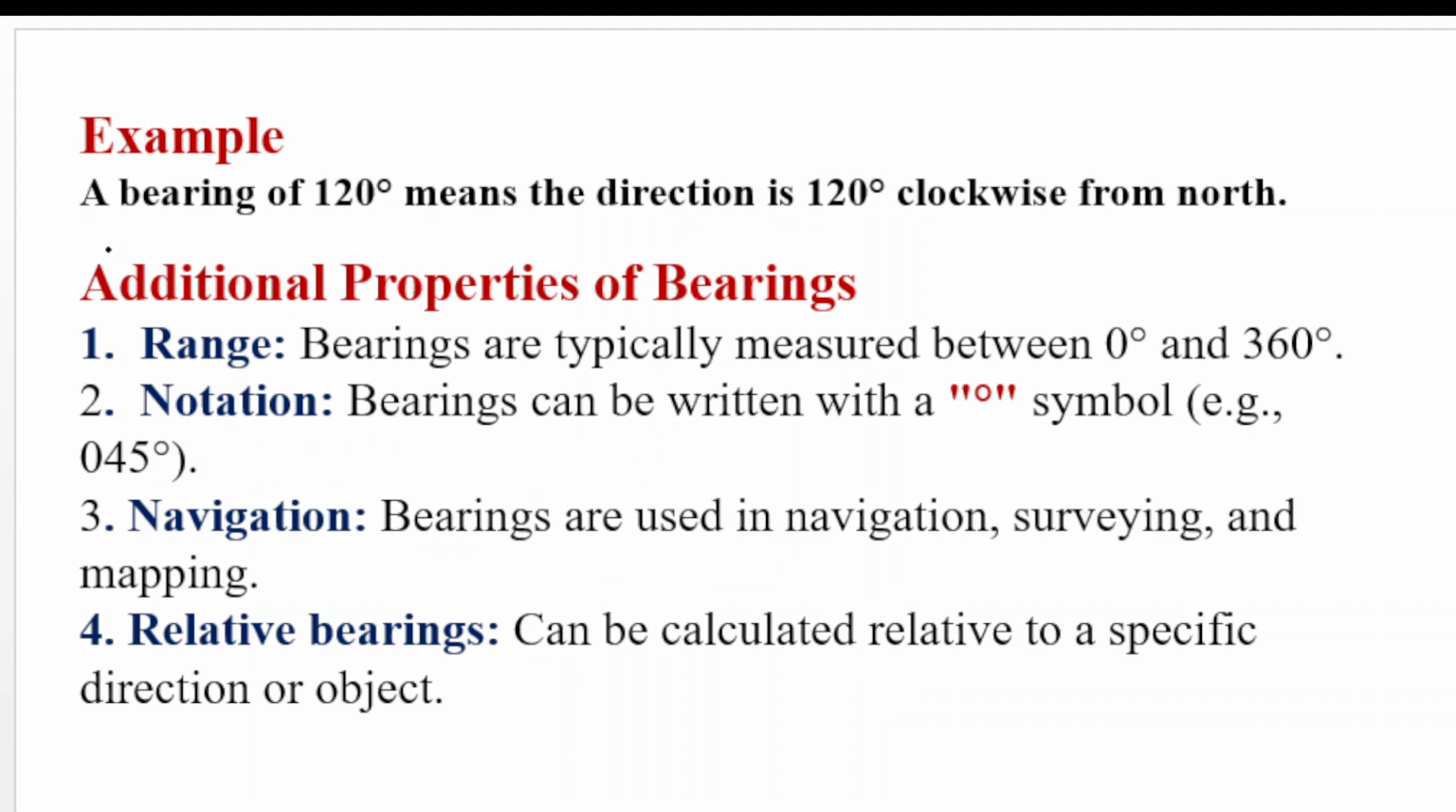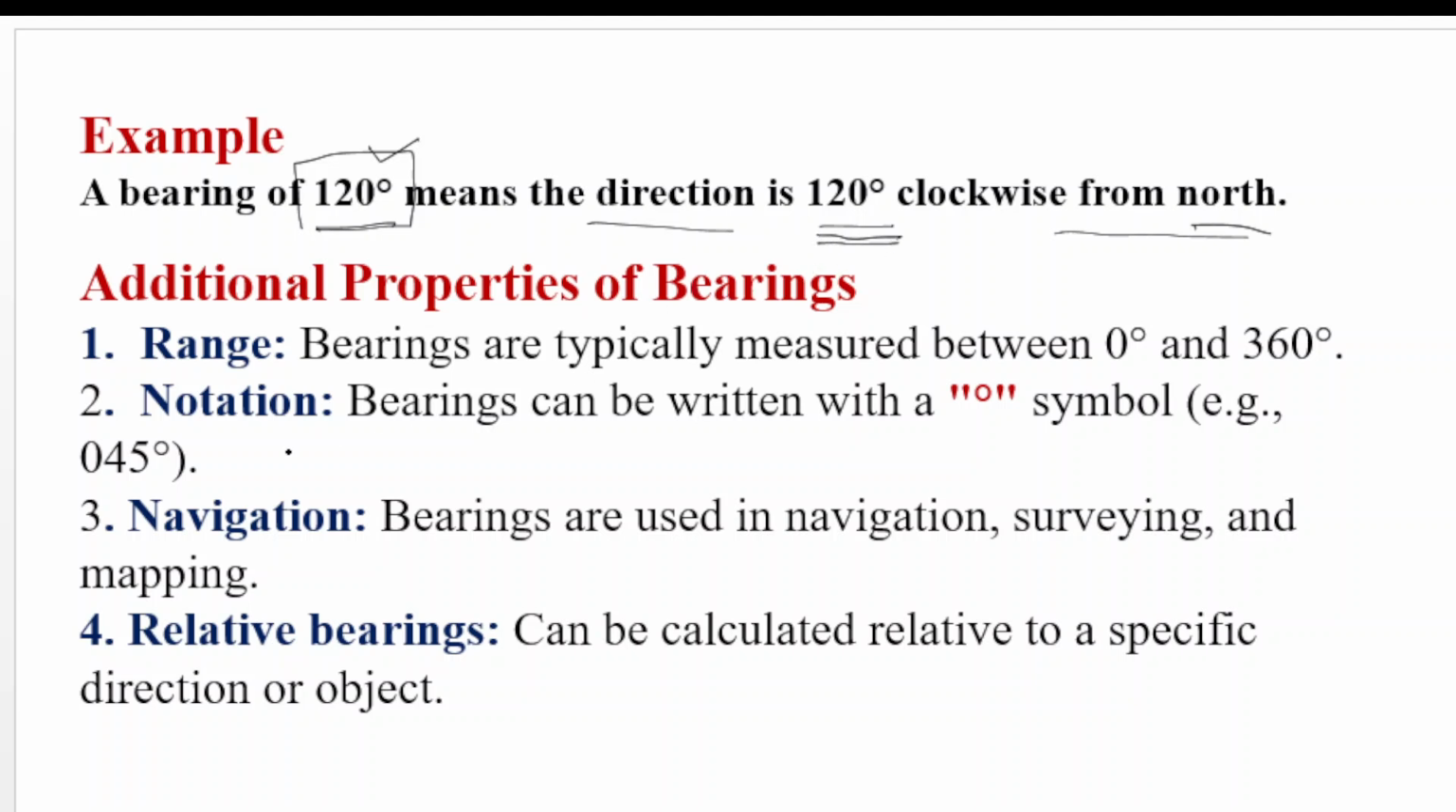Some examples I write to finish this. A bearing of 120 means the direction is 120 degrees clockwise from north. If someone says 120, how will you measure it? You just have to head north, and then you will turn 120 degrees, and then you will find your specified angle. This is the universal law, universal rule.